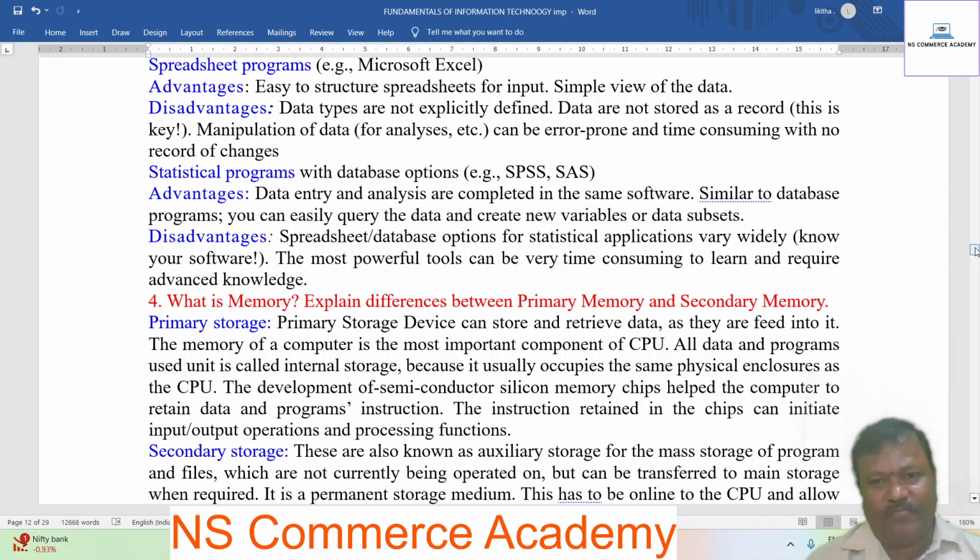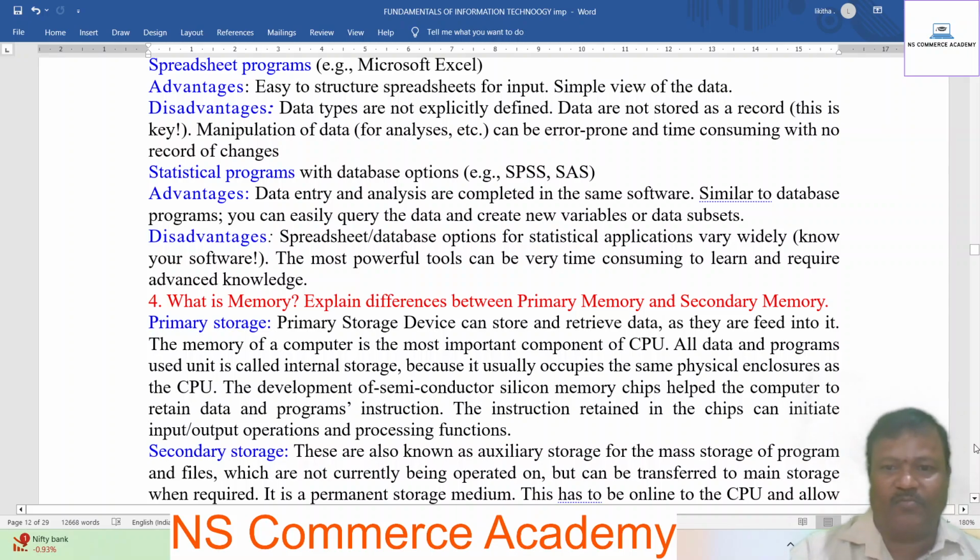Next, last but not least, what is memory? Explain the difference between primary memory and secondary memory. Primary storage. Primary storage devices can store and retrieve data as they are fed into them. The memory of a computer is the most important component of the CPU. All data and programs used in it is called internal storage because it usually occupies the same physical enclosure as the CPU. The development of semiconductor silicon memory chips helped the computer to retain data and program instructions. The instructions retained in the chips can initiate input-output operations and processing functions.